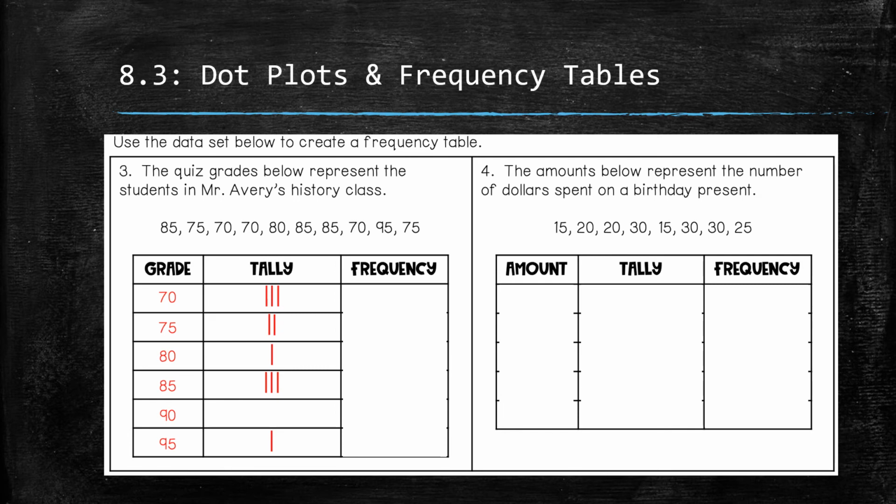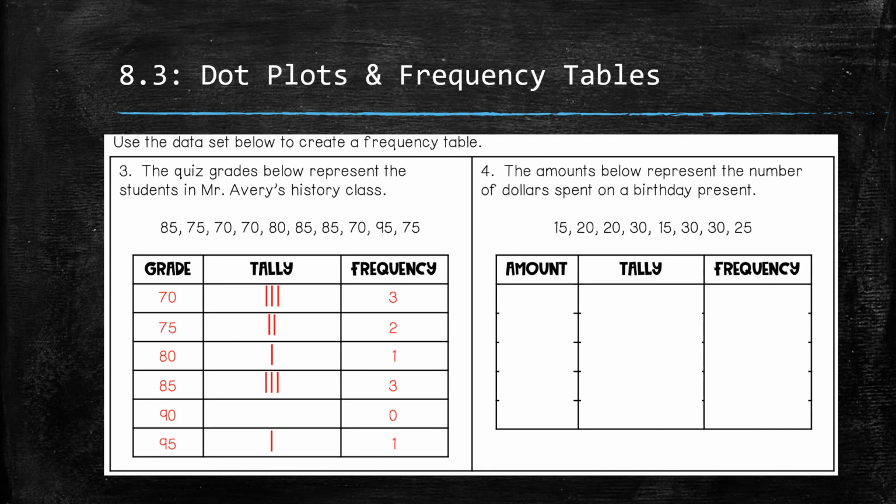So there's my tally marks. And then I can easily see that I have 3 at 70, 2 at 75, 1 at 80, 3 at 85. I have 0 that got a 90 on their test, and I got 1 that had a 95. So I can easily get that information on the frequencies of test scores. Now what I'd like you to do is pause, do number 4 on your own, and then come back and let's see how you did.